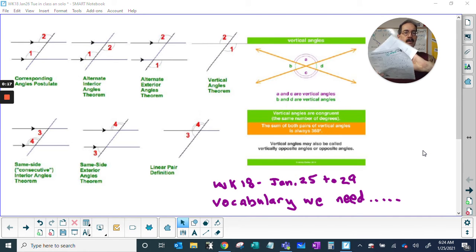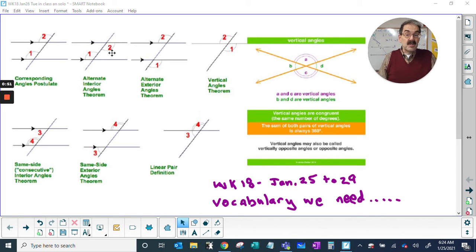On the mailer I sent home, just flip the page, top of the second page. That's this diagram I've got right here. Reason, vocabulary, vocabulary, vocabulary. Most important vocabulary, vertical angles. X marks the spot across from each other. Then corresponding angles. Seems to be the most difficult unless you visualize the transformation, the slide.